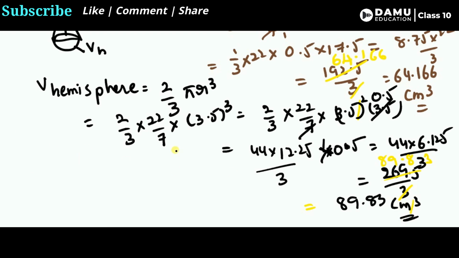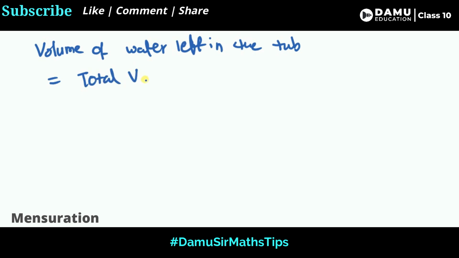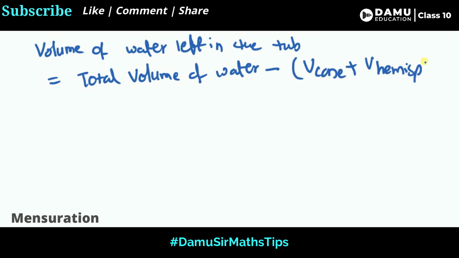Let's find out the next one. Again, what is the condition here? Let's take it here. What is the total volume of water left in the tub? So the volume of water left in the tub will be equal to the total volume of the water at the initial stage minus, you need to combinedly subtract, the volume of the cone plus the volume of the hemisphere.